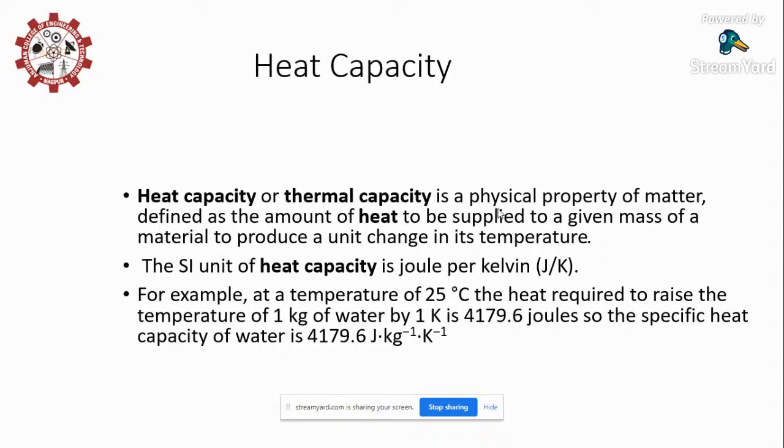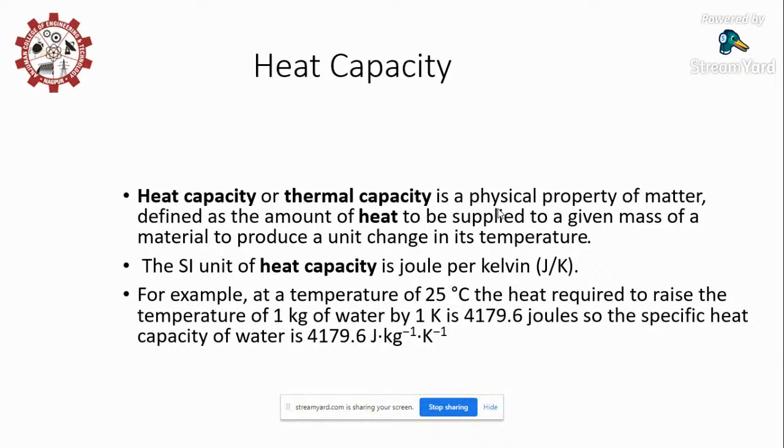At a temperature of 25 degrees Celsius, the heat required to raise the temperature of 1 kg of water by 1 Kelvin is 4179.6 joules. So the specific heat capacity of water is defined the same way, that is, 4179.6 joules per kg per Kelvin.